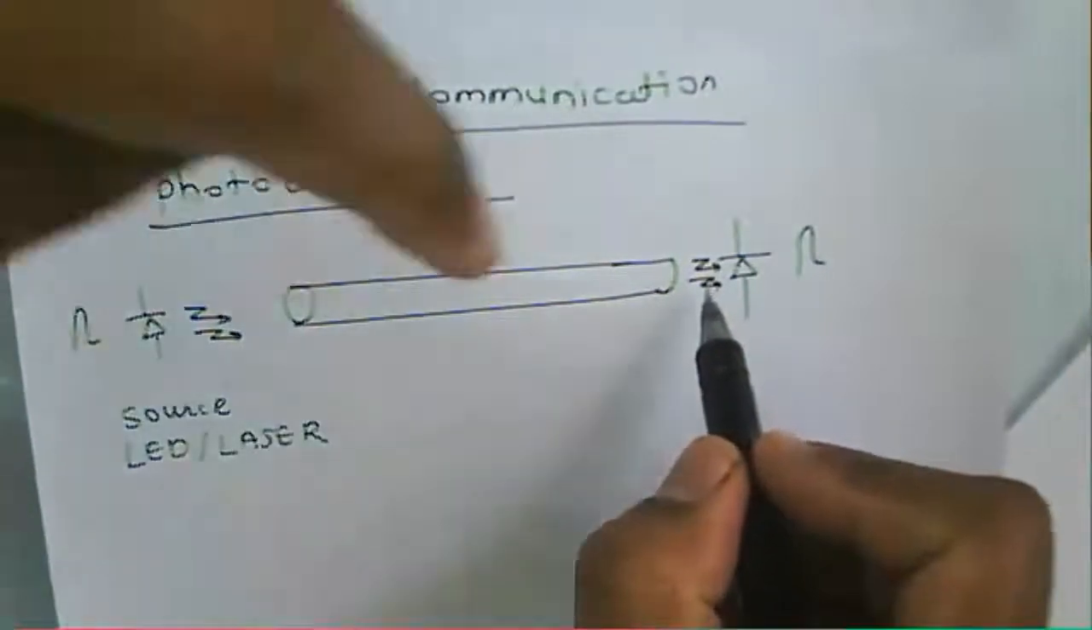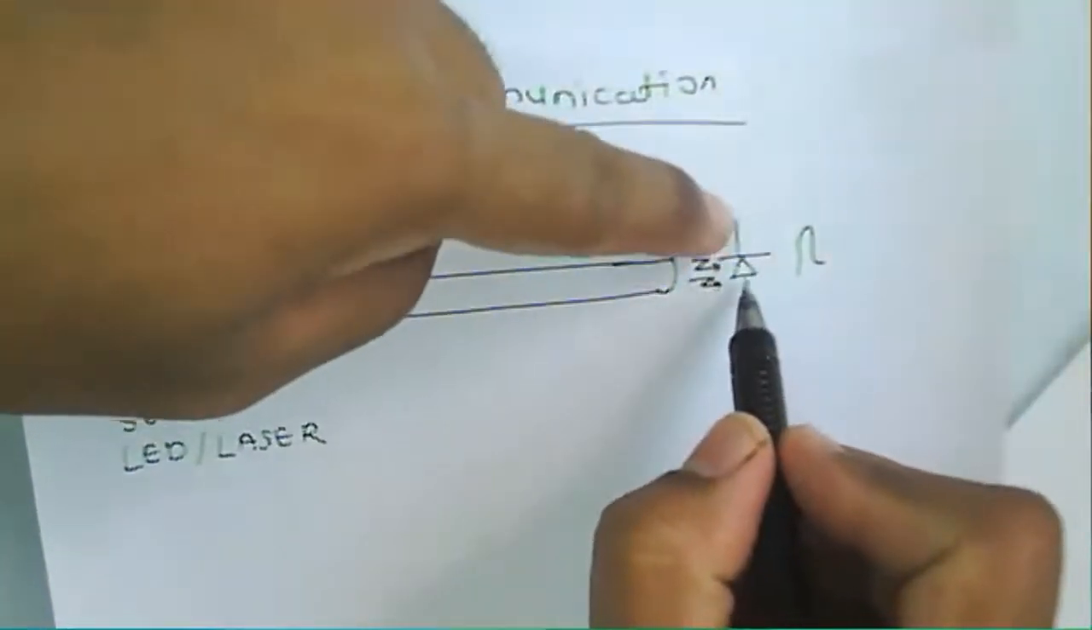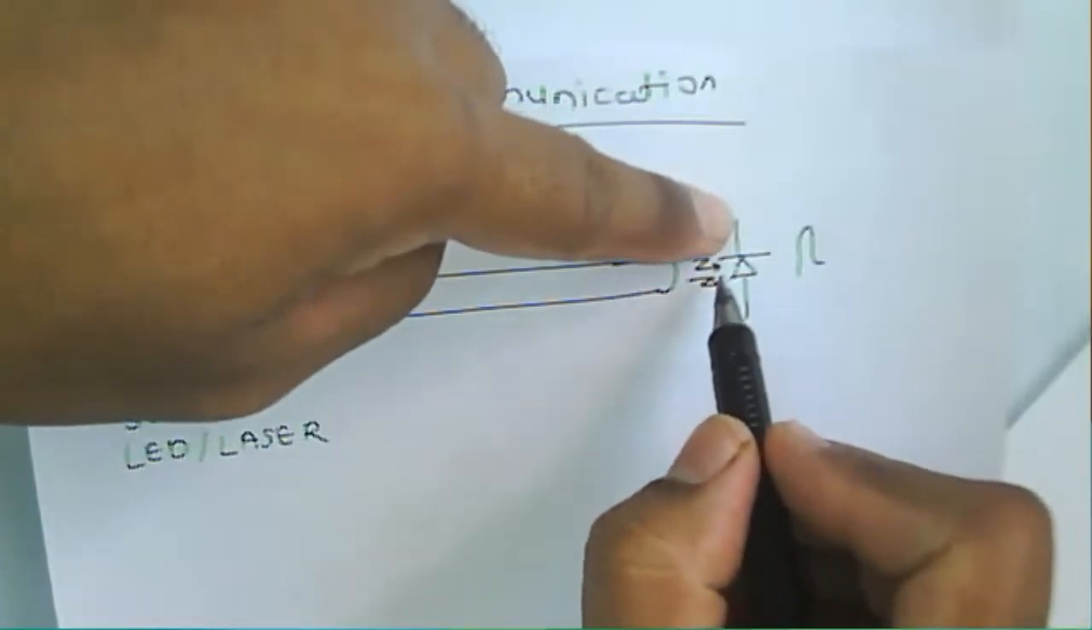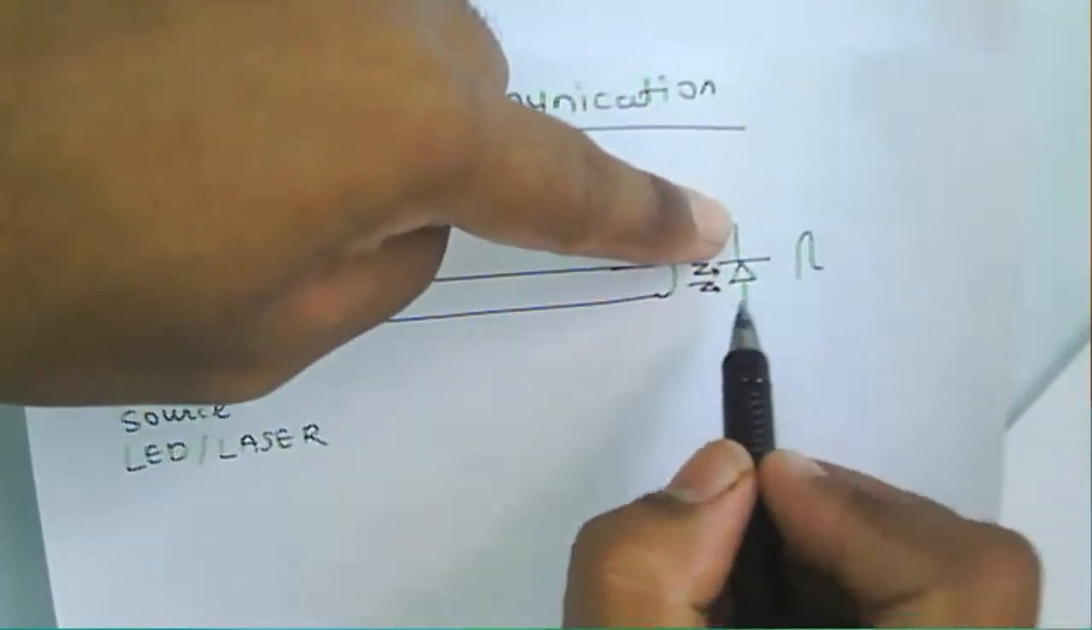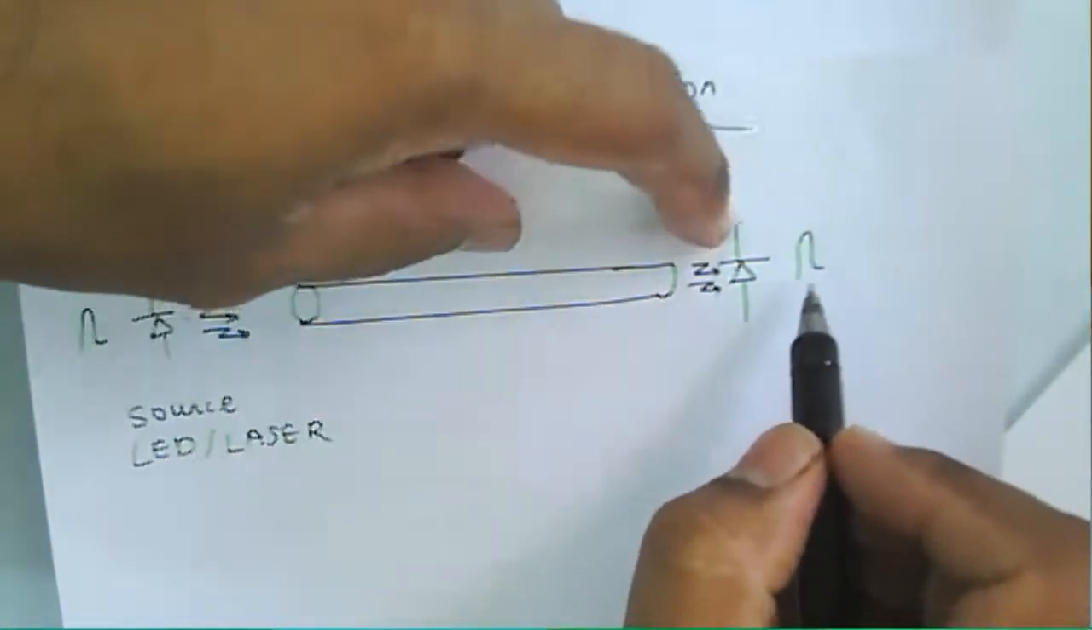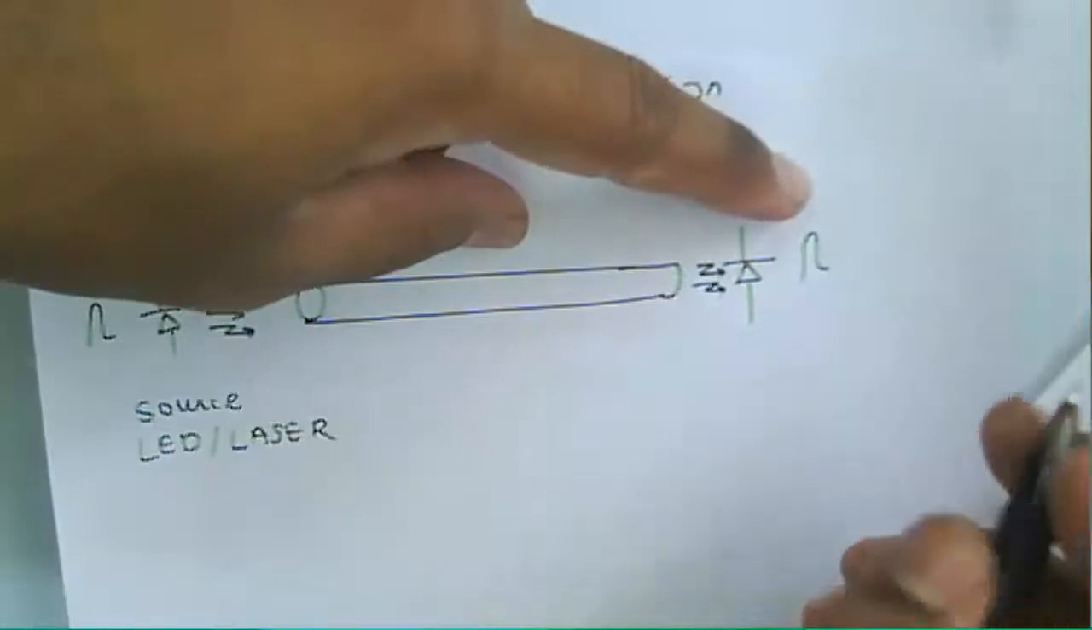So what is the role of a detector? The light falls on the detector. Then the detector converts that light energy into electrical energy, that is, a current. So we'll get the output in the form of a current pulse.